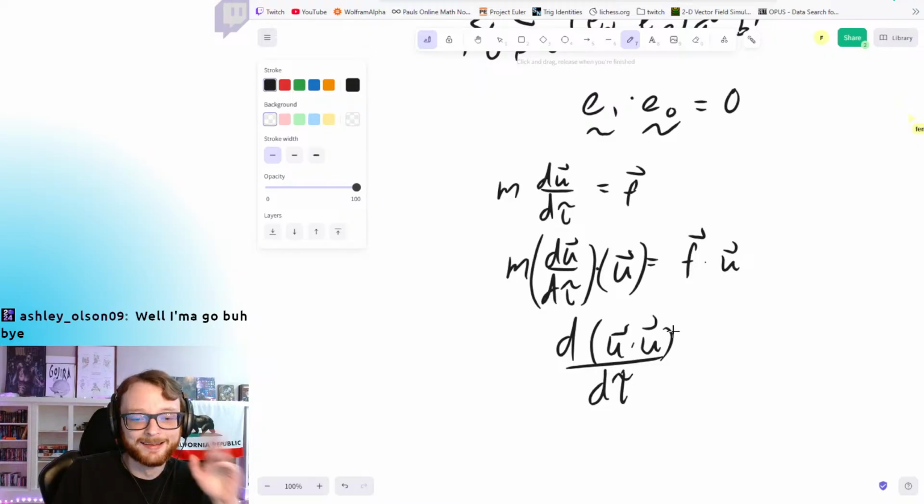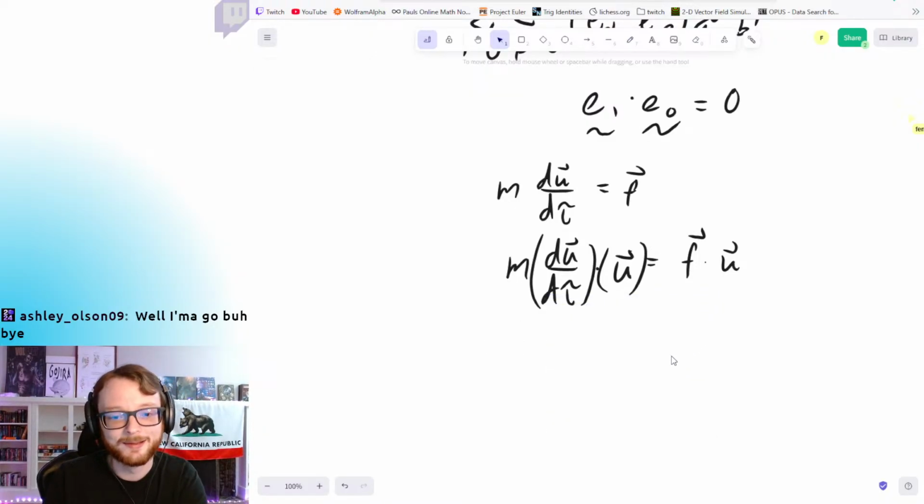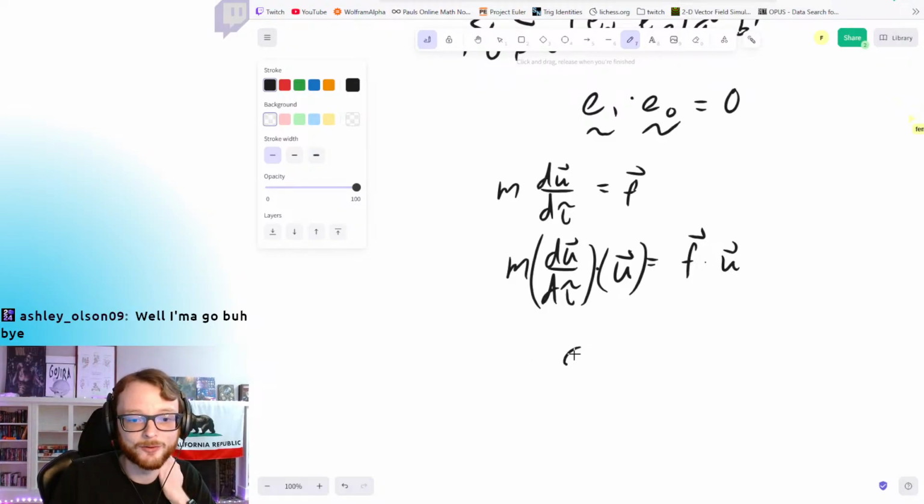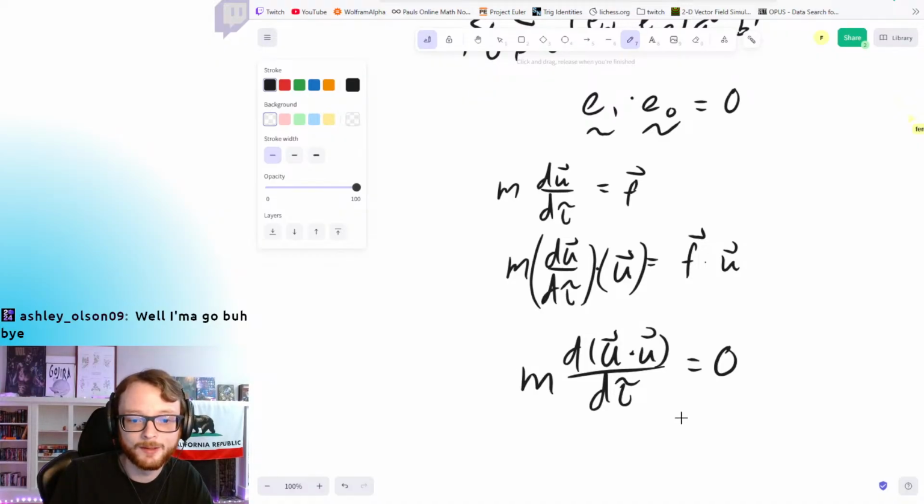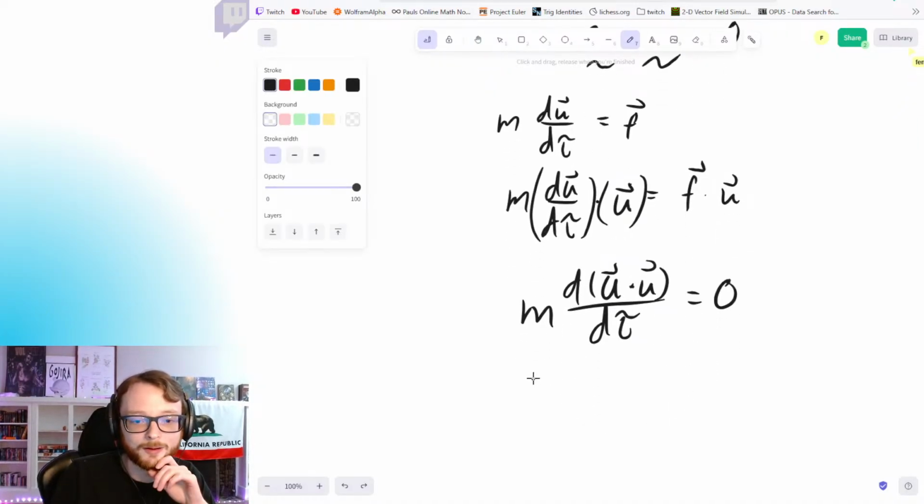And so I think what they did instead is they just decided to start with the statement that the derivative of u dot u is 0, because we know that u dot u is constant. And then you can multiply each side by m. And then you could do the product rule on that dot product. And then you get a factor of 2 that you can divide out, but that's fine. Yeah, that's what I was thinking too.